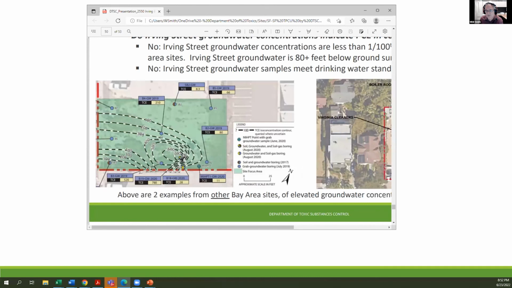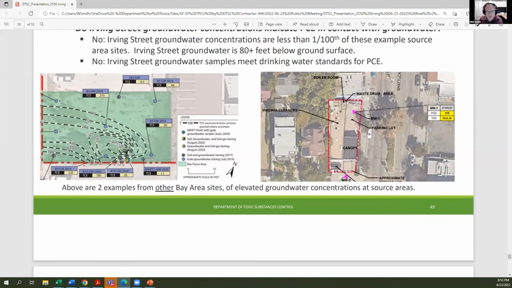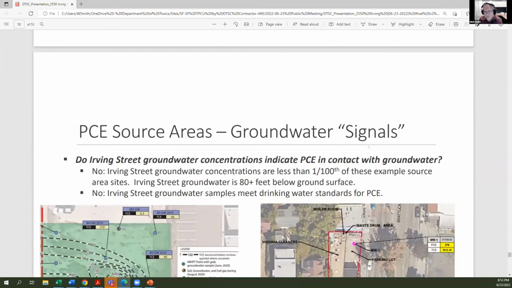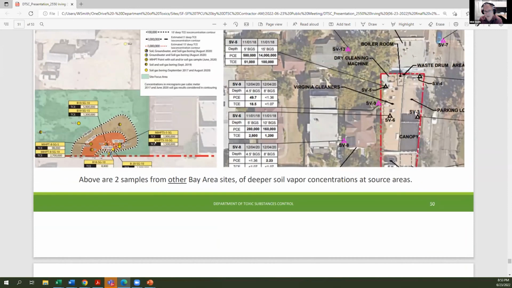not high concentrations. To go to some sample sites, high concentrations to us are millions of micrograms per meter cubed. This is a source area. We can see it. There's steep concentration gradients, 14 million micrograms per liter, 2 million micrograms per liter, 6 million micrograms per meter cube.